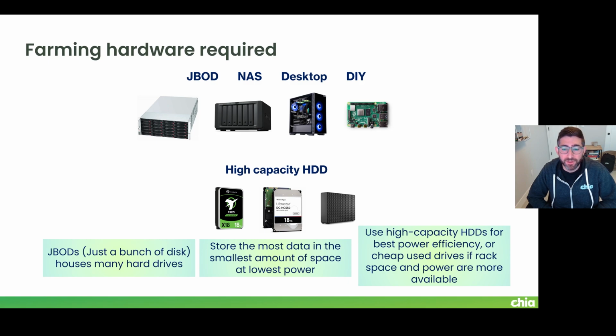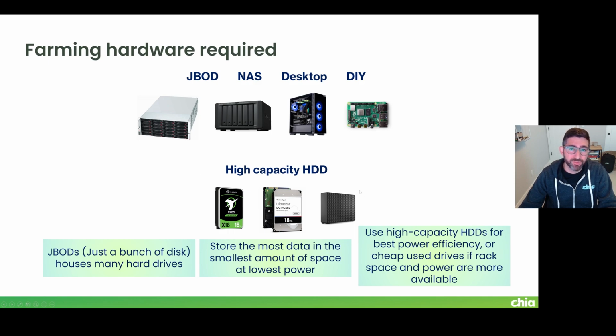There's not one way to do it, right? I mentioned you can do NAS, desktop, DIY, JBOD. I'm going to give you a couple examples of ones that I'm most familiar with. Ones that I'm running are rack scale stuff, and then a standard desktop application. But the most important thing, if you're doing farming correctly, is that the majority of power is going to be consumed by the hard drives themselves.